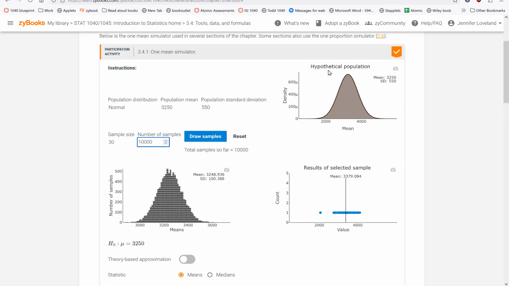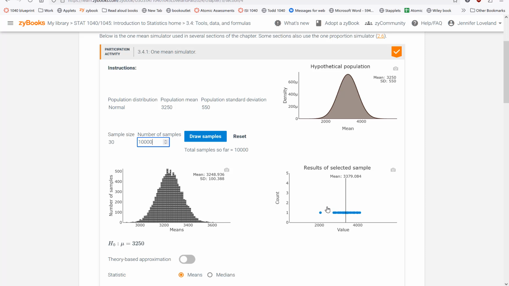Okay, so let's look at what it's giving me. So for my hypothetical population, I started off with a normal curve. You can see the mean and SD. Just double check that's what you meant to put in. Okay. These are my different sample means that I got. You can see how it says means here. You can see the mean of all the means, 3248. That's pretty close to what we were predicting. The SD is 100. That's close to what we were predicting.